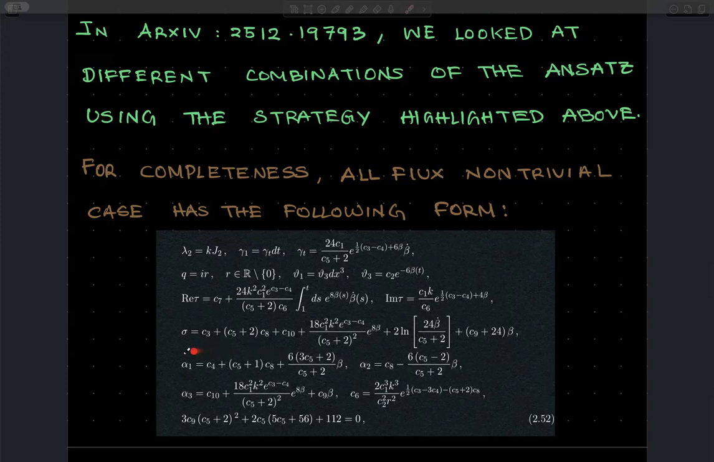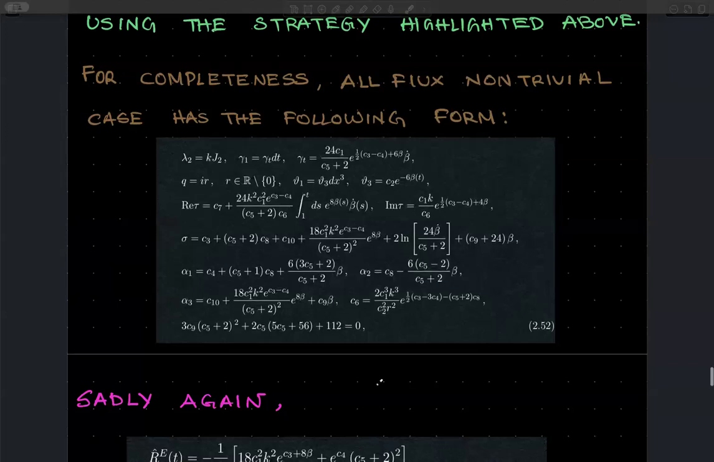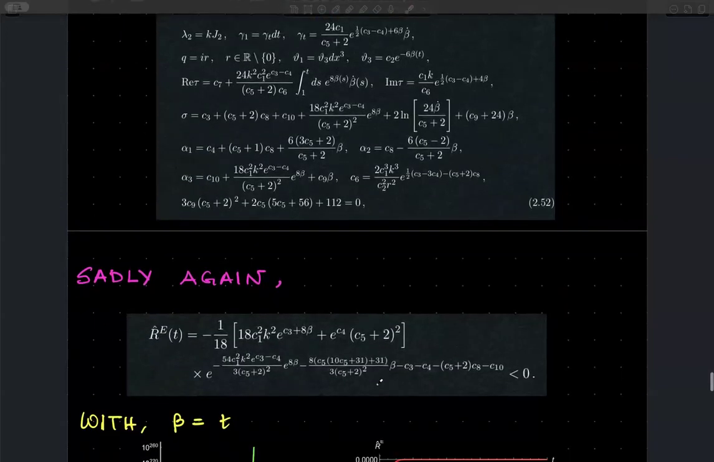On a more interesting note, alpha 1 and alpha 2 can be made the same by a choice of these constants. However, alpha 3, that is one of the directions, cannot be made the same as the other two. So there's some anisotropy in this solution, where all of the fluxes are turned on and you have time dependence in all of them. And sadly, again, we have a 4D Einstein-frame Ricci scalar which is negative.